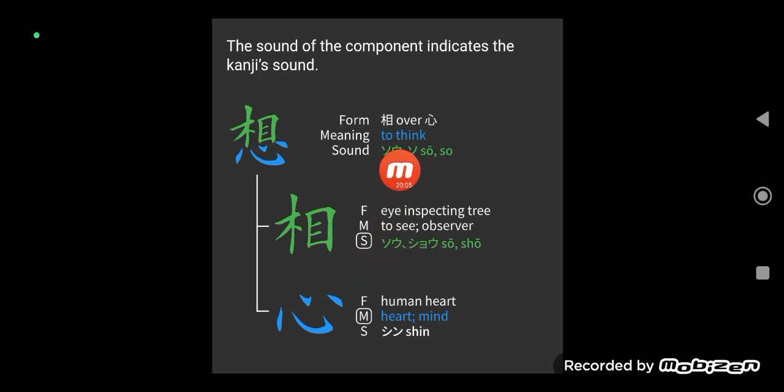So the so in here actually came from the so of the sound component, which is here, and the heart here, this blue here, is a heart. It's a meaning component. The blue here is a meaning component. This radical, the one in blue, is a heart, and it's a meaning component. It gives the meaning, or points to the meaning, to think, or idea, or thought, or to reconsider.